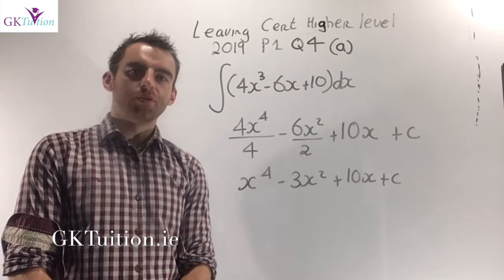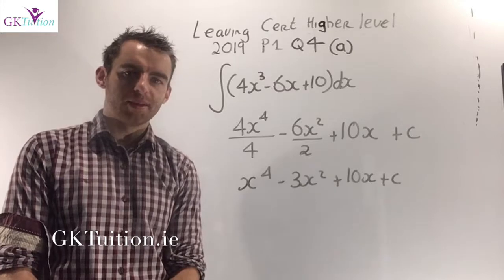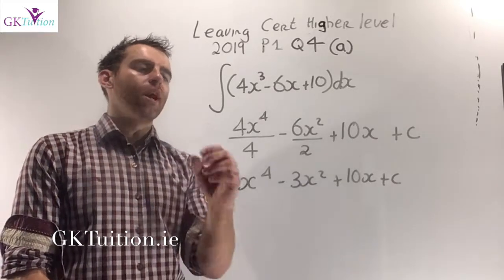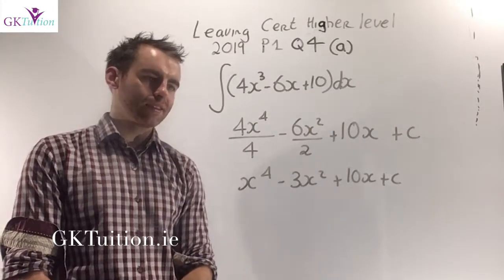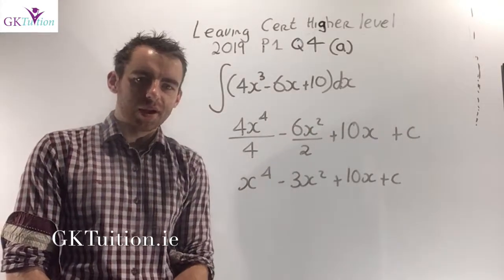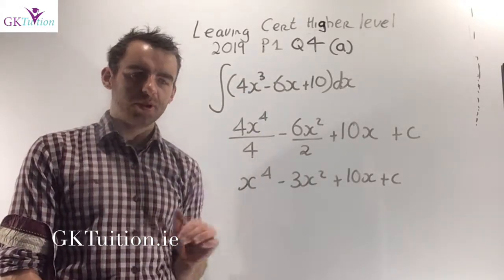Now the question I've chosen to go through here is 2019 Paper 1 Question 4 Part A. In this question we're asked to get the integral of 4x cubed minus 6x plus 10 dx. So remember, integration is relatively straightforward. I increase the power of x by 1 and I divide by the new power.